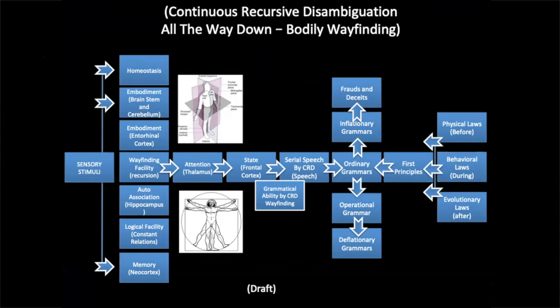And then we're limited by the physical, behavioral, and evolutionary laws, which turn into first principles, which let us produce the deflationary grammars or let us evade them with the inflationary grammars. So those are our limits over there. So the extreme right is what we would call the natural laws. That's the natural state or the order of the world, the order of the universe. Is that correct? The laws of the universe. Yep. There we go. I like that slide so much.